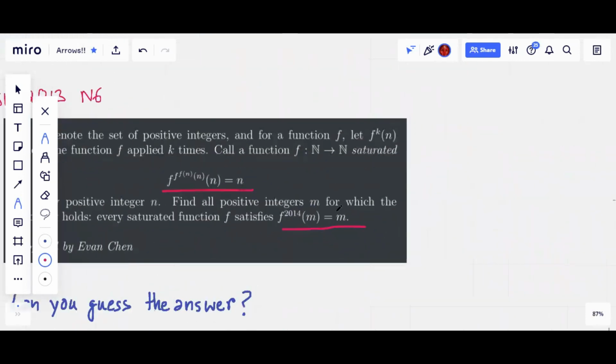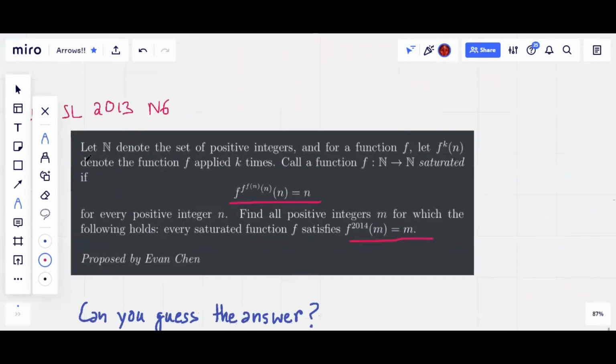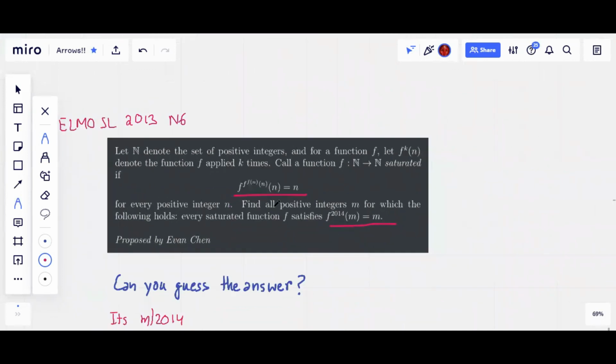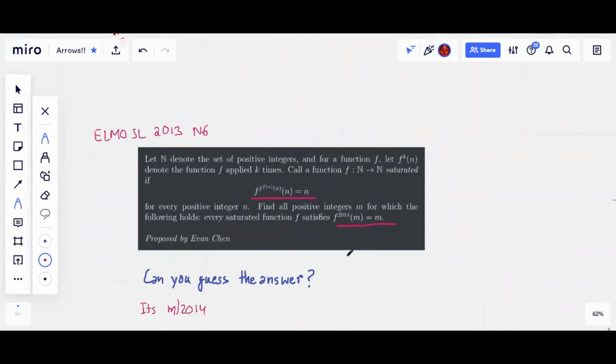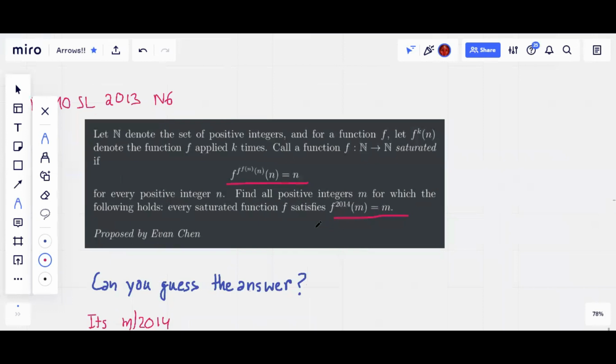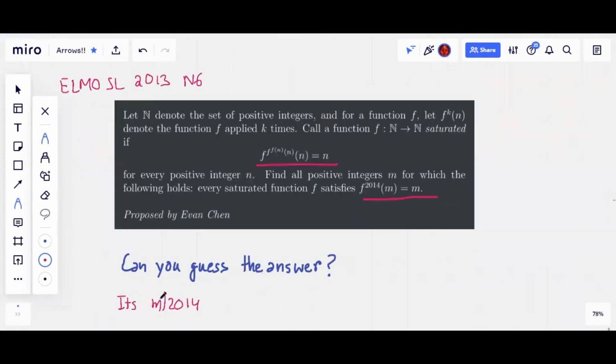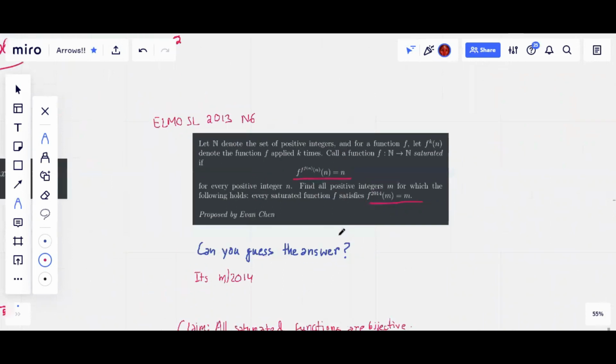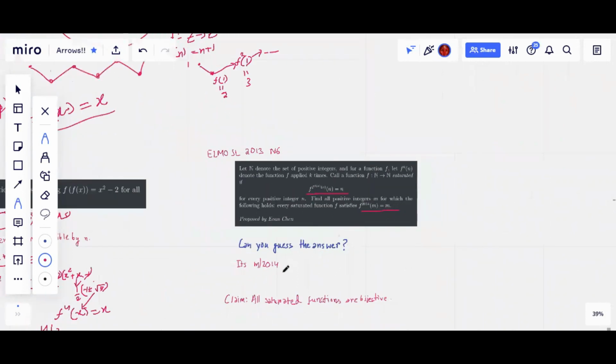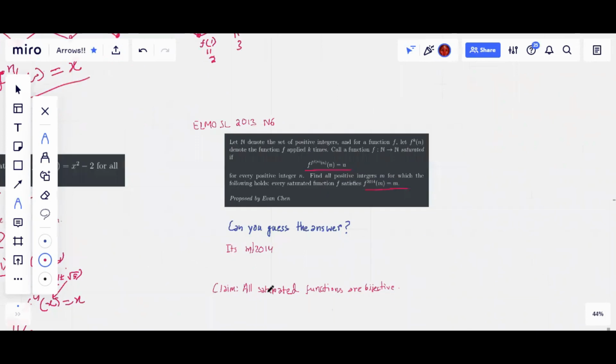Don't worry. You can try some example maybe and look at how it's working. It really helps. So can you guess the answer? It's m divides 2040 because of the reason I just mentioned. The only restriction is this, then the number of elements. So now our first claim is this: all saturated functions are bijective.